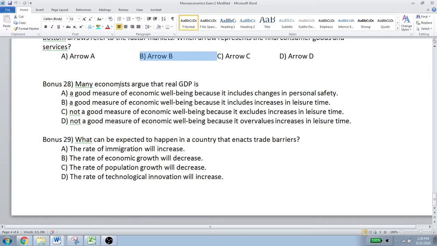Bonus 28. Many economists argue that real GDP is not a good measure of economic well-being because it excludes increases in leisure time, right? If your leisure time increases and you live well, then that would be a measure of your well-being, but it would also be a lower GDP because you're not working.